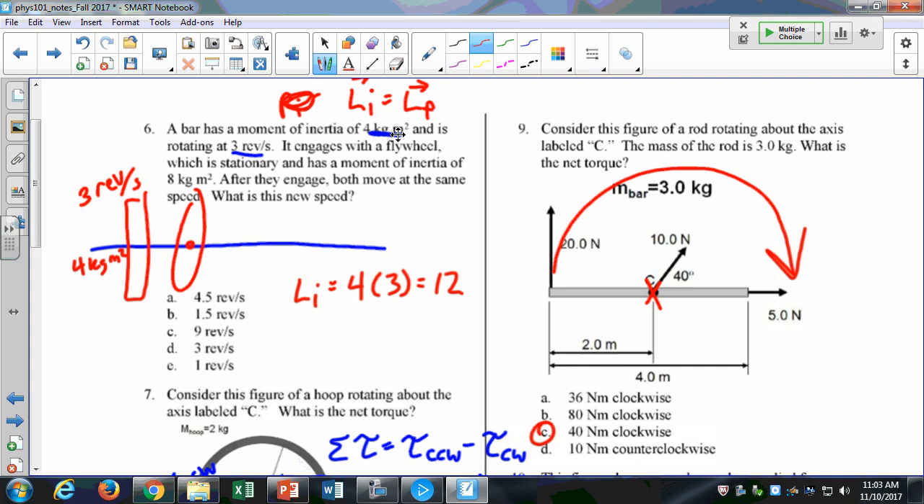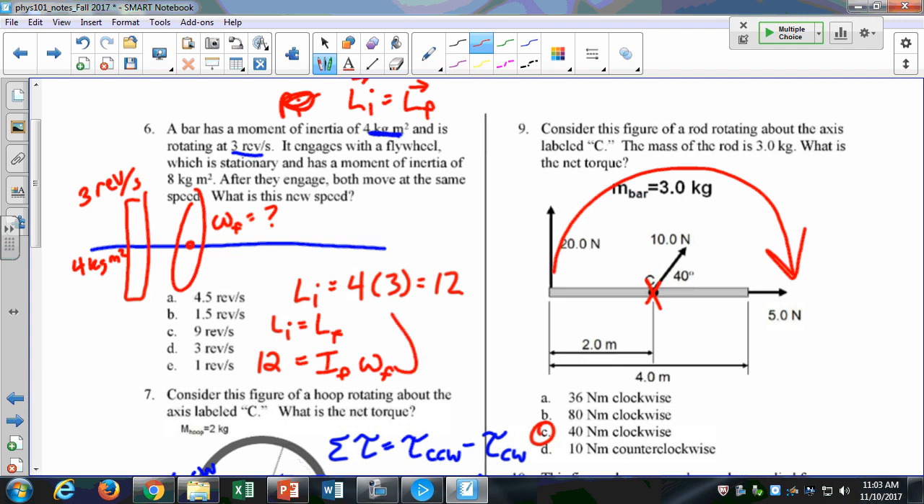And so here's this flywheel. It's not moving at all at first, so it has no momentum. But then they connect together and now I want to know what is omega final for both of them, because they come together, they engage, and they start spinning at the same rotation rate. So I know that Li is equal to Lf. That is 12, I'll just write 12, is equal to the final moment of inertia times omega f.